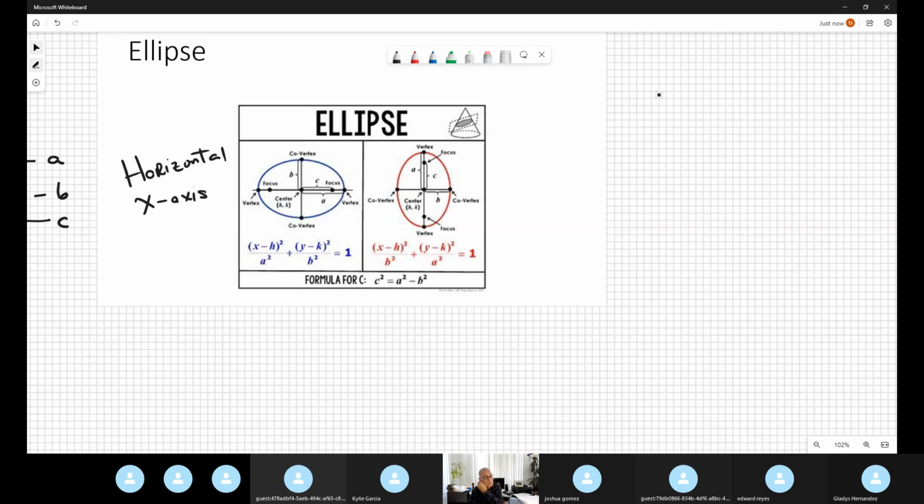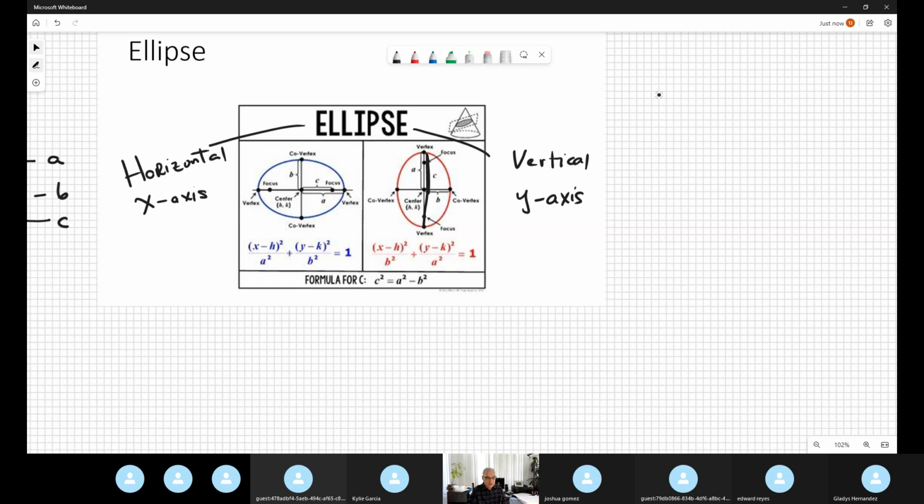Therefore, it is horizontal. However, see, if the major axis is coincident or parallel to the y-axis, it is vertical. Vertical ellipse. And this is parallel or coincident with the y-axis. How do you know that? How do you know that? Well, because in the equation, this is the most important thing you need to remember.